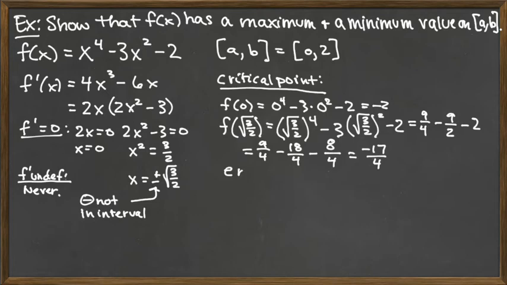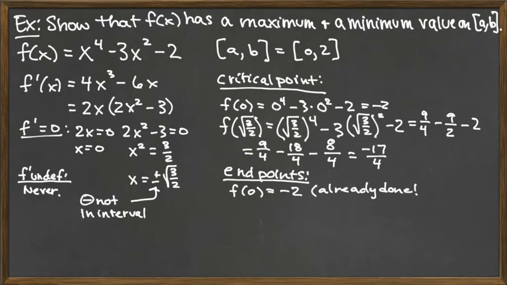Now we've got to plug in the endpoints. And nicely enough, 0 is an endpoint. We already plugged it in, and we got negative 2. It was already done. But the new value that we need to figure out is at 2, and so we need to plug in 2.